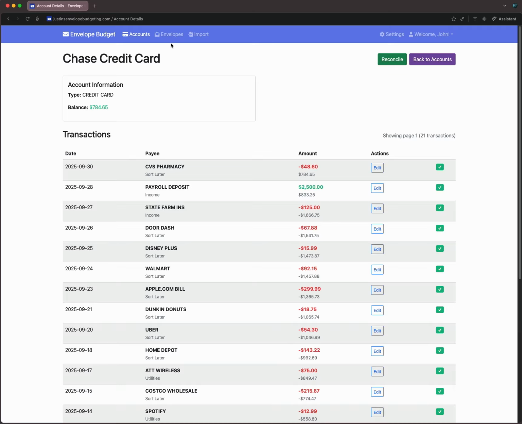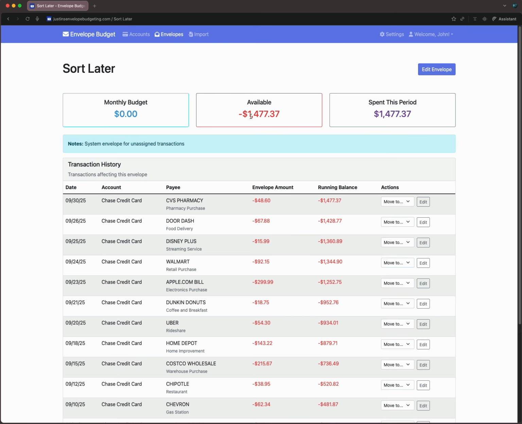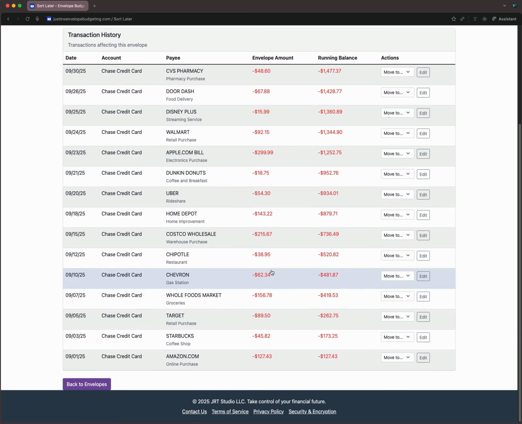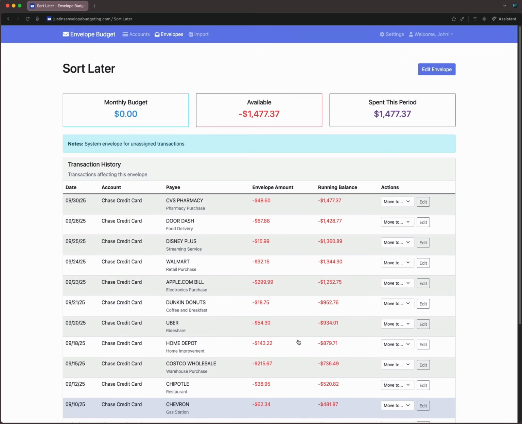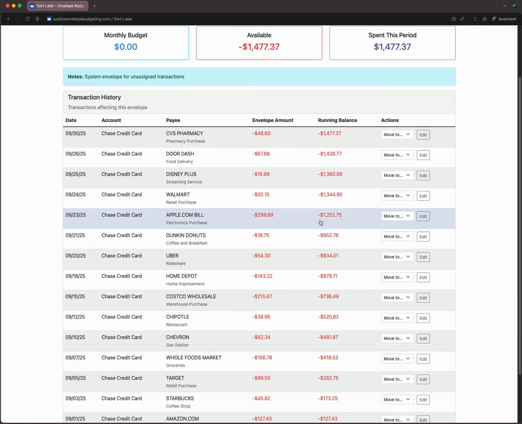Now from the envelope side, we have our one envelope, and then we have sort later with negative 1477 in it. This is where we need to go through and do our budgeting and make sure everything came out okay. So looking here, CVS Pharmacy.